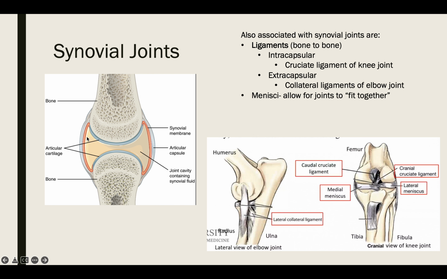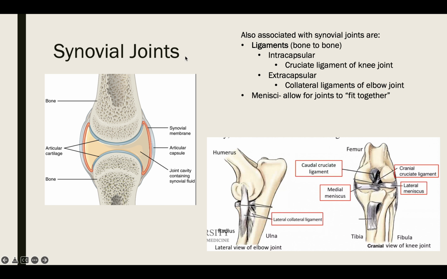On the sides, or on the lateral and medial portions, you're going to have the synovial membrane, which is actually forming the synovial fluid inside here. And that's going to help reduce friction. It's going to help those synovial joints move and give them the most movement.